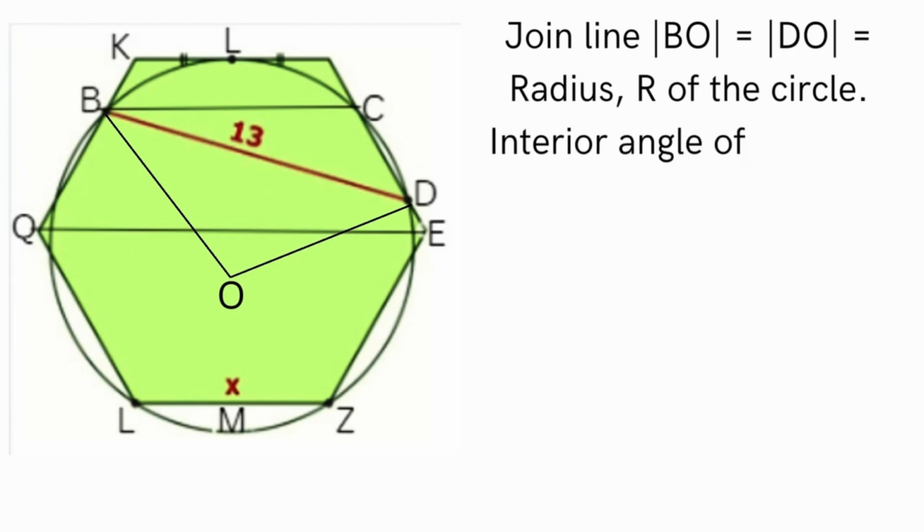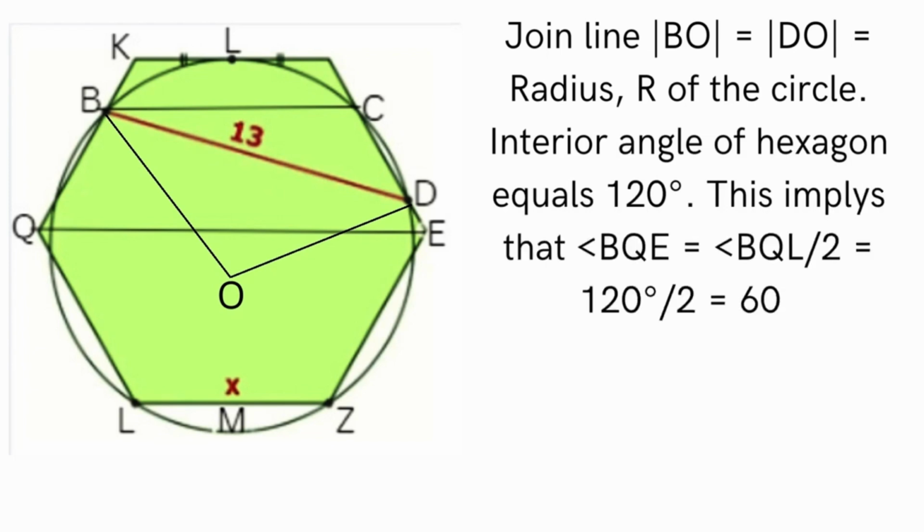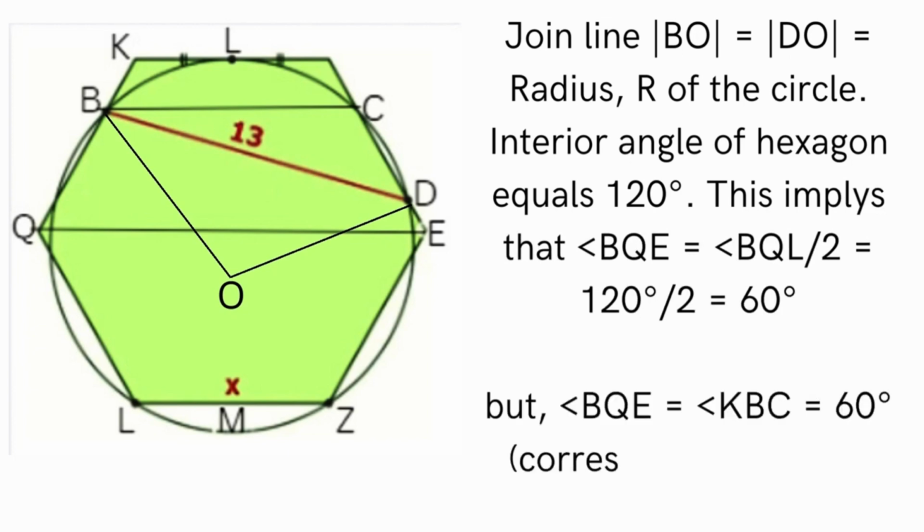Interior angle of hexagon equals 120 degrees. This implies that angle BQE equals angle BQL divided by 2 equals 120 degrees divided by 2 equals 60 degrees. But angle BQE equals angle KBC equals 60 degrees. Corresponding angles.